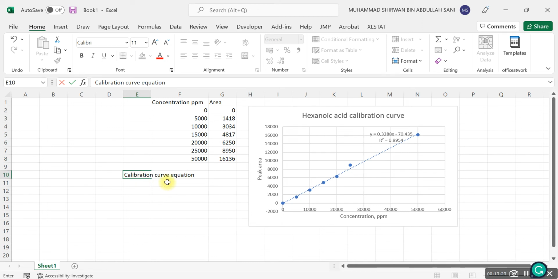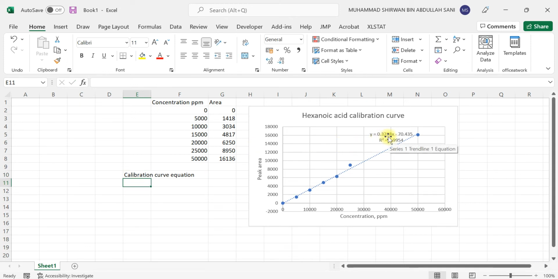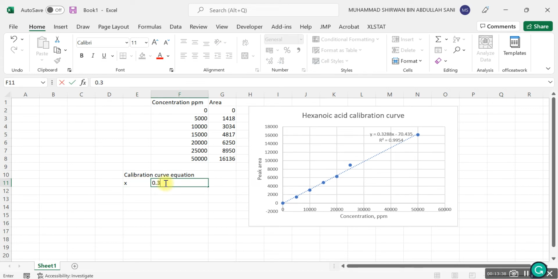Okay, so the one that we have is y equals 0.3288 times x minus 70.435. You can see the x value, the slope, is 0.3288, and the intercept, we know, is negative 70.435.